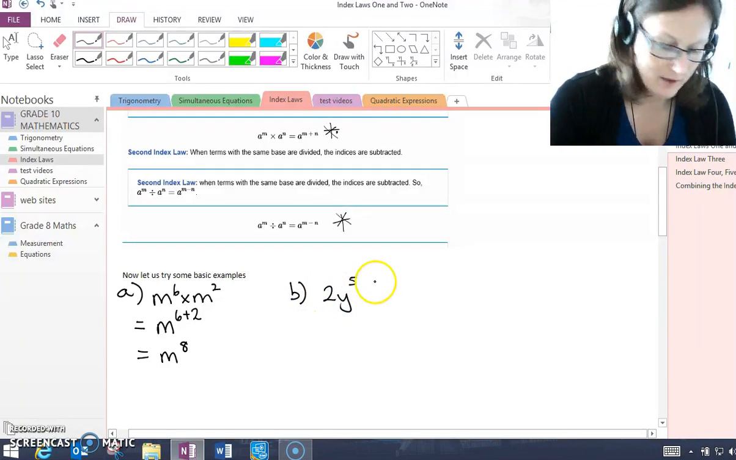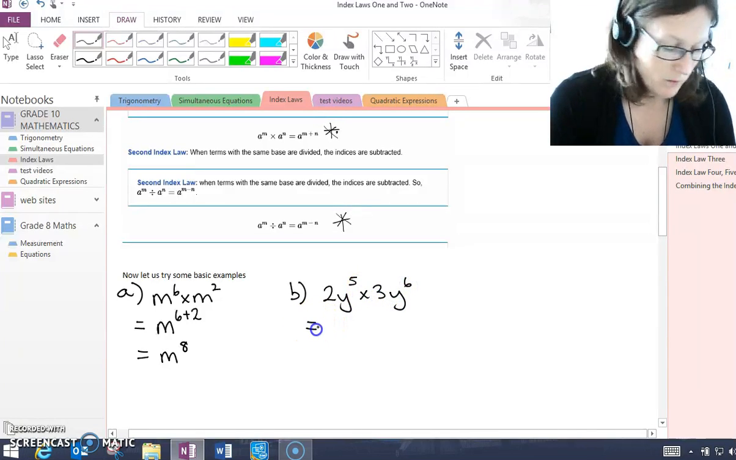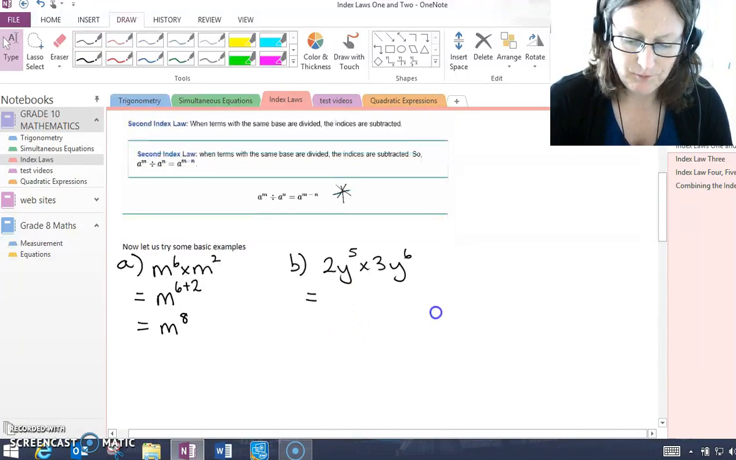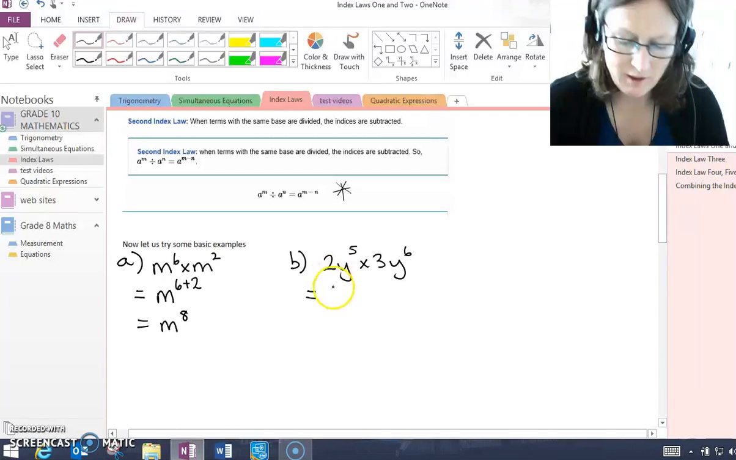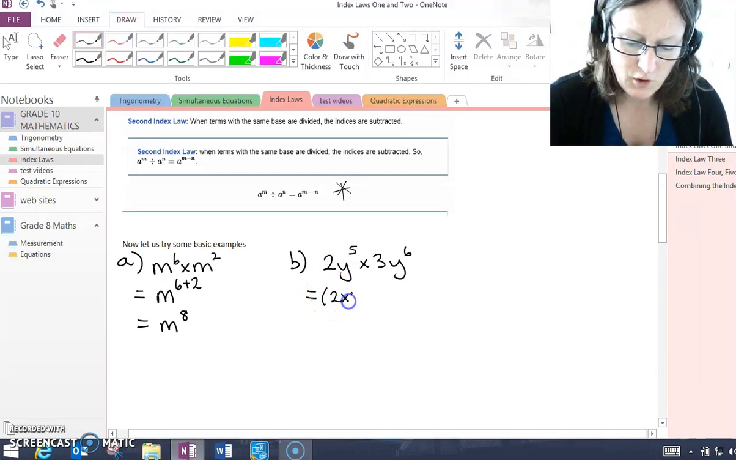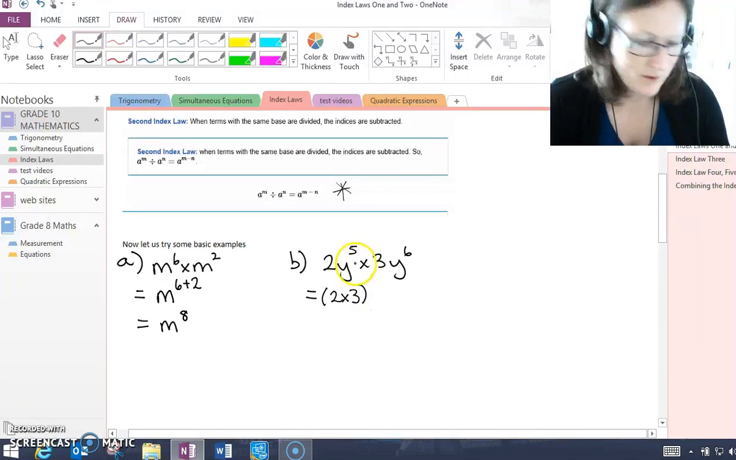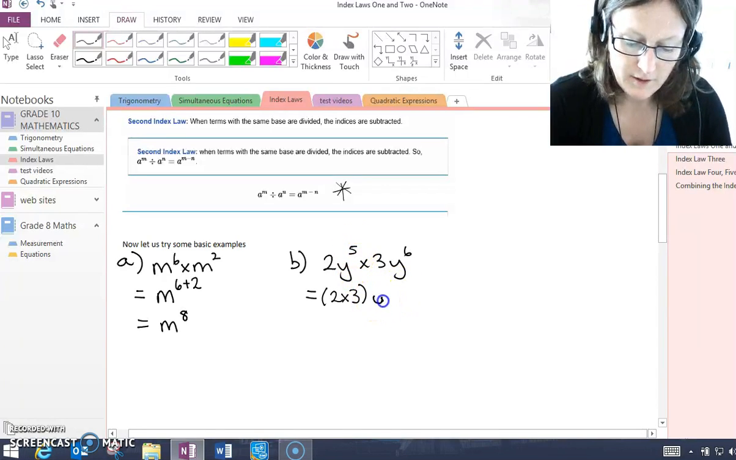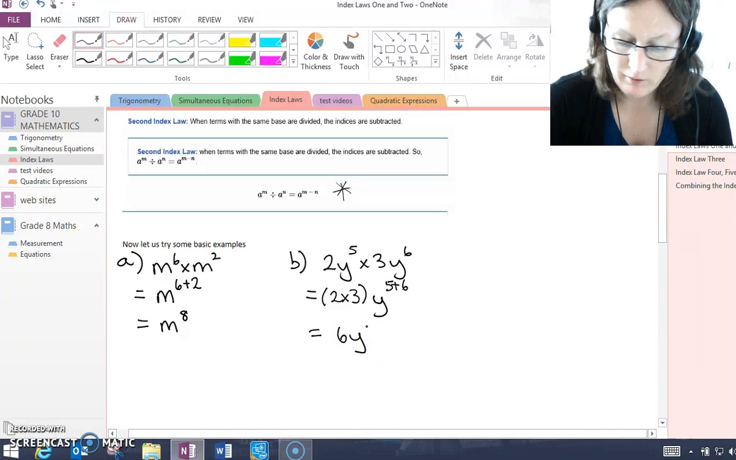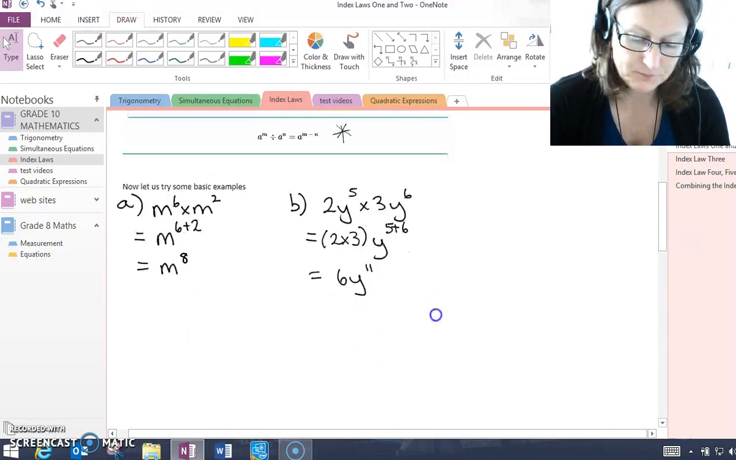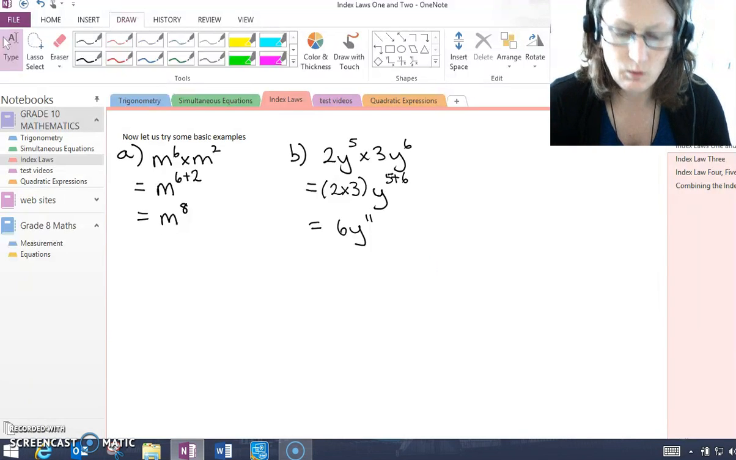Second example to look at, 2y to the power of 5 times 3y to the power of 6. What we do here is we look at the coefficients, or what we've called the big numbers. So we get 2 times 3. We times those numbers together, and with the y's, the bases are the same, and it's a multiplication. So index law 1 says that we add those indices. So our answer would be 2 times 3, which is 6, and y to the power of 5 plus 6, which is 11. So that's a revision of index law 1.